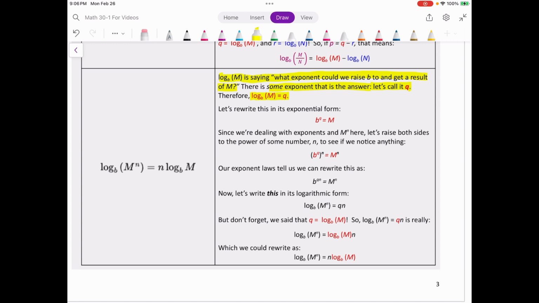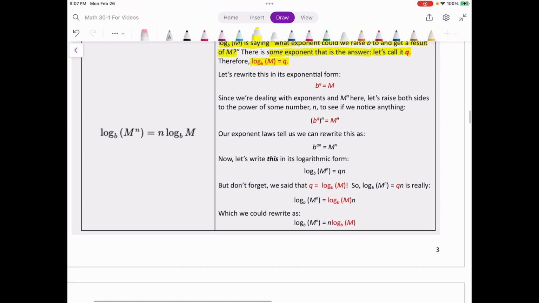So right away, we're going to take a slightly different path here. We're going to rewrite this in its exponential form. So b to the power of q equals m. This to the power of this equals this, right? b to the power of q equals m. Same relationship, we've just written it in the exponential form instead of the logarithmic form.